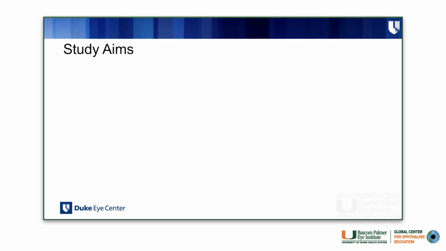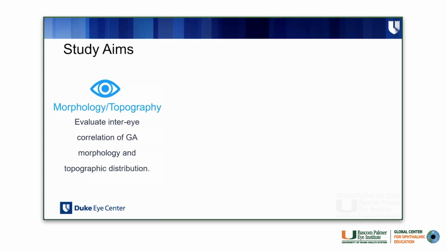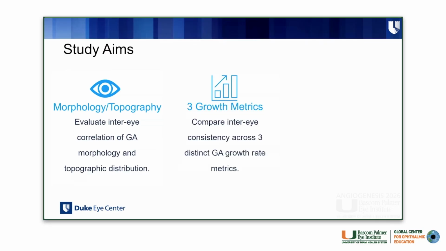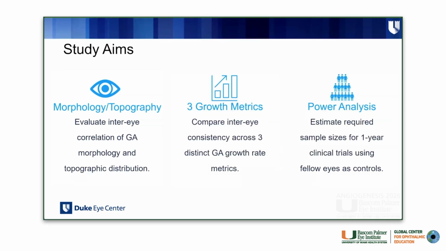In this study, we first aimed to investigate the inter-eye correlation of GA morphology and topographic distributions. Next, we evaluated the inter-eye correlation of 3 GA growth rate metrics. Finally, we performed power analysis to estimate the required sample size for a 1-year trial using fellow eye as controls compared to the standard randomized control trial.